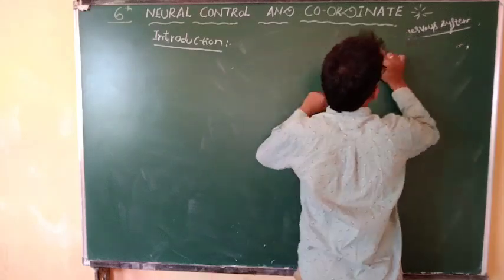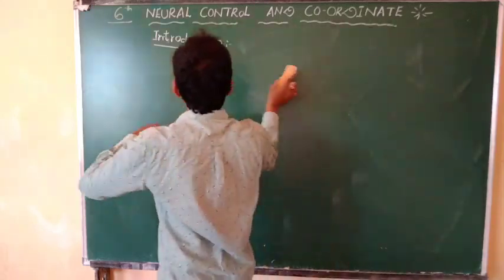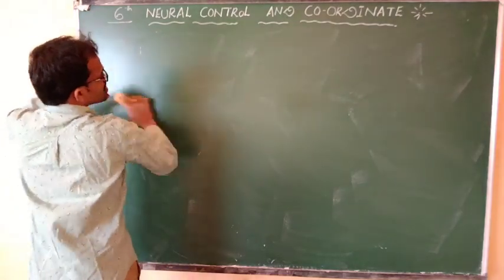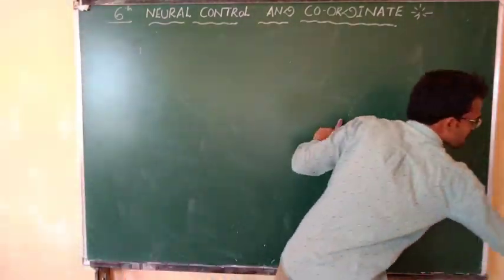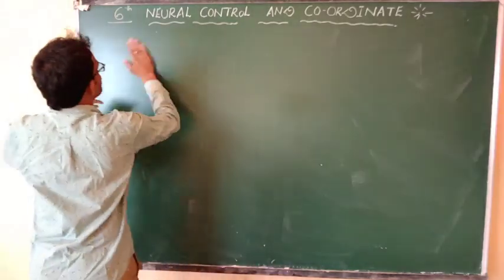What is the function of the neural system in our body?